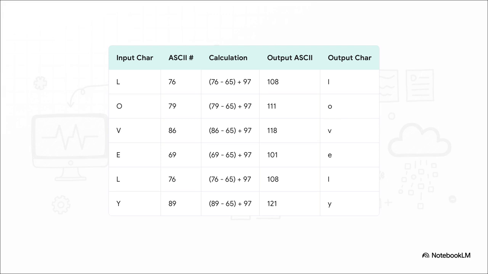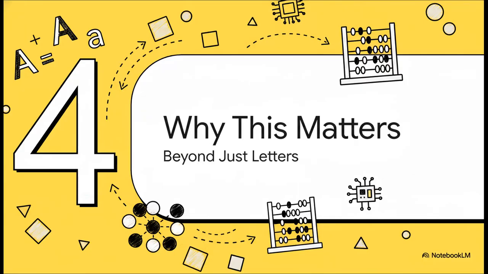76 minus 65 is 11. That means L is the 11th letter after A. Then it just takes that 11 and adds it to 97, the starting point for lowercase. What do you get? 108. And guess what character has the number 108 in ASCII? You got it, a lowercase l. It does that exact same super fast calculation for every single letter in the word. Boom, done. So yeah, it's a pretty cool trick, right?